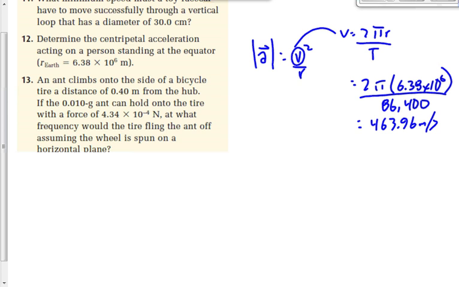Does that surprise you? How fast you're moving if you're standing at the equator? In a sense, it surprises me. I've gone through enough problems in physics that I know you're moving really fast on the surface of the Earth at all times, including at the equator. But still, when I see that number, it still surprises me a little bit. You're traveling about 1.5 times the speed of sound.